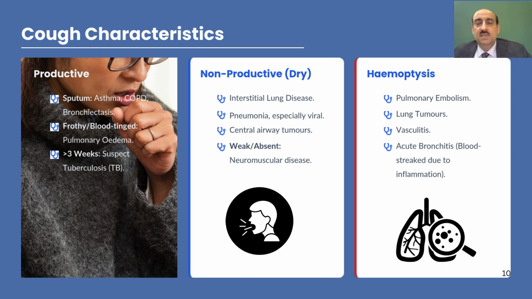Vasculitides, if they affect the pulmonary vessels, that can lead to hemoptysis. Or acute bronchitis, if it's severe enough, then it's more of a blood streaking due to the inflammation of the mucosa rather than frank hemoptysis, but that can also be one cause of hemoptysis.